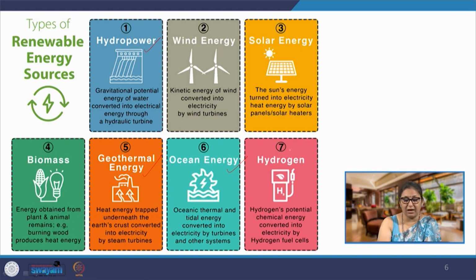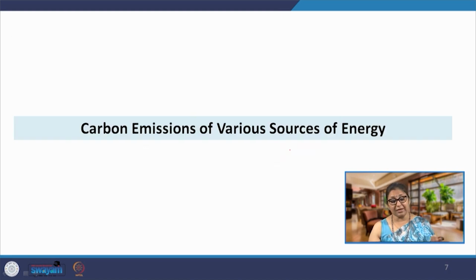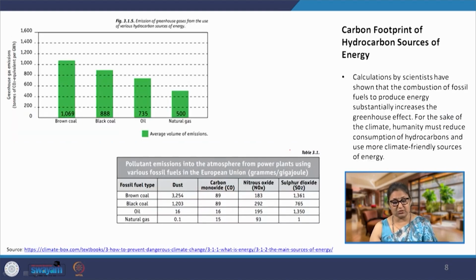So far we have the remaining 6 which are currently in commercial use. The 7th one, hydrogen, is not in commercial use, but a lot of research is going on. Now, if we compare the carbon emissions of these various sources of energy, here we are looking at the conventional sources of energy, or the hydrocarbons, fossil fuels.